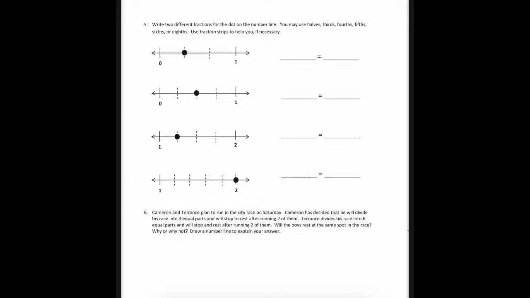Now for number 5, we have different number lines shown. It says write 2 different fractions for the dot on the number line. You may use halves, thirds, fourths, fifths, sixths, and eighths. Use fraction strips to help you if necessary. So that's the tape diagram that we draw on top.